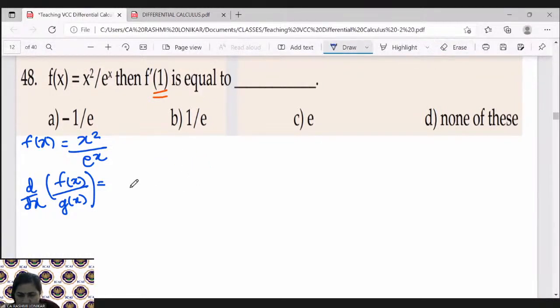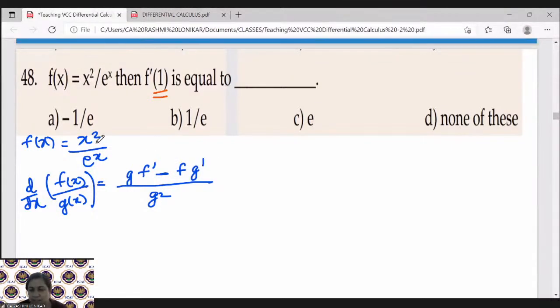Okay, so this is equal to g square, and g into derivative of first function minus first function into derivative of second. Okay, right? So what is my first function? F is equal to x square. What will be f dash? F dash will be equal to 2x.